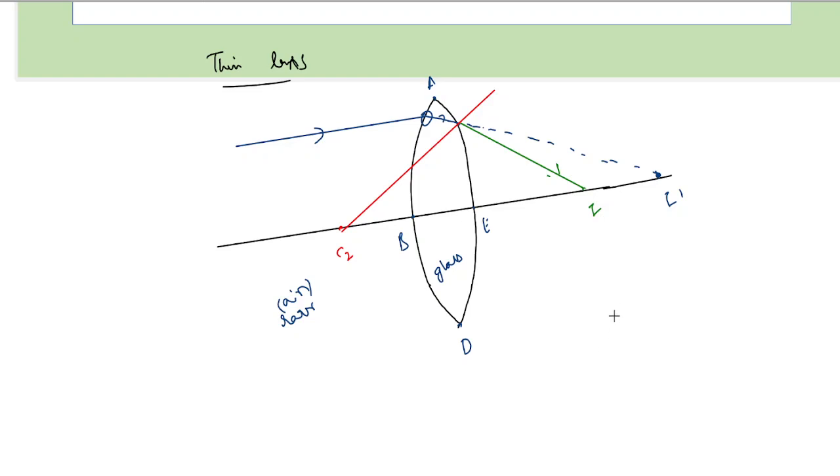So we'll have two refractions, but for a thin lens we assume that the lens thickness is very, very small compared with the distances involved. So a thin lens means it is a lens whose thickness is very, very small compared with the distances involved.